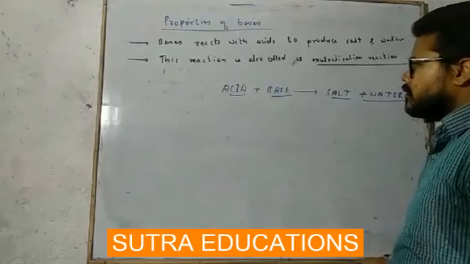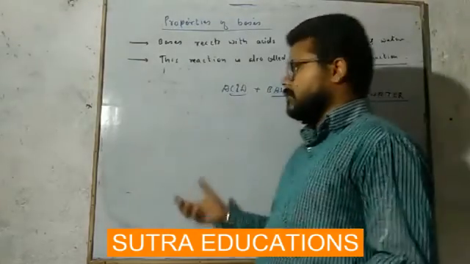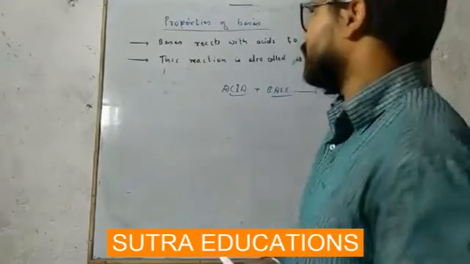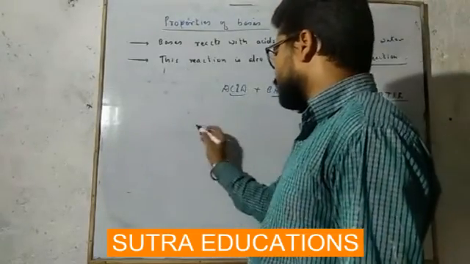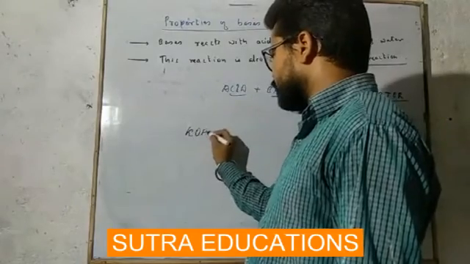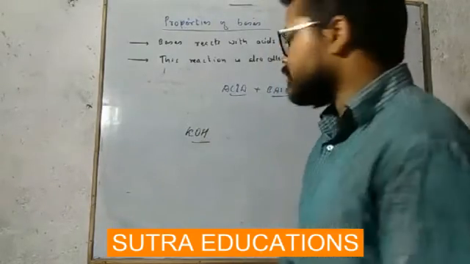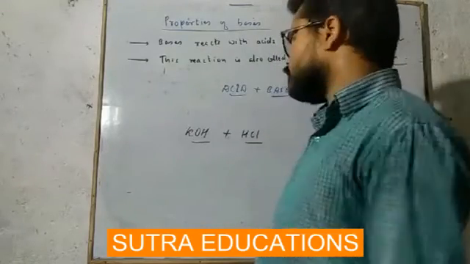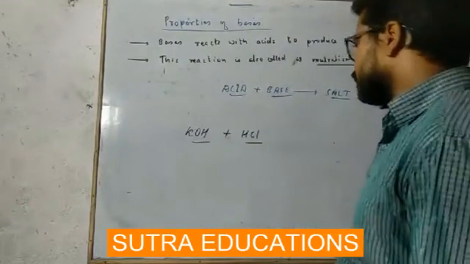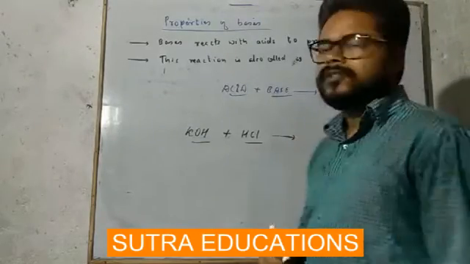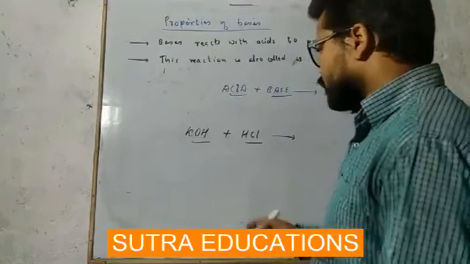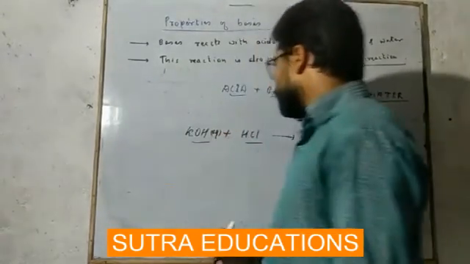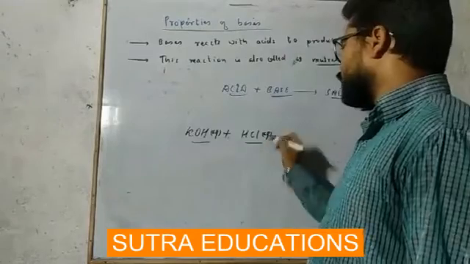We will just try to understand this mechanism. Let's take an example. Say a base, say it is KOH, plus say acid HCl. Then it will form a salt. Actually, what happens? This KOH is aqueous here. This HCl used here is also aqueous.